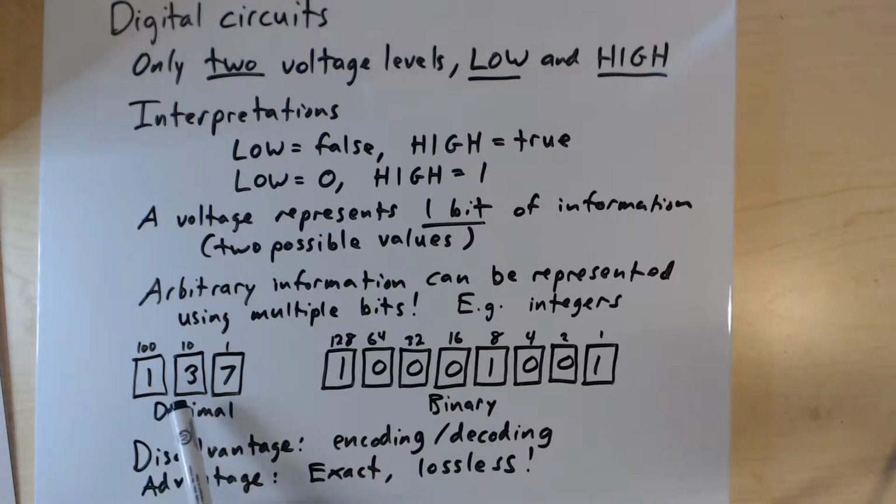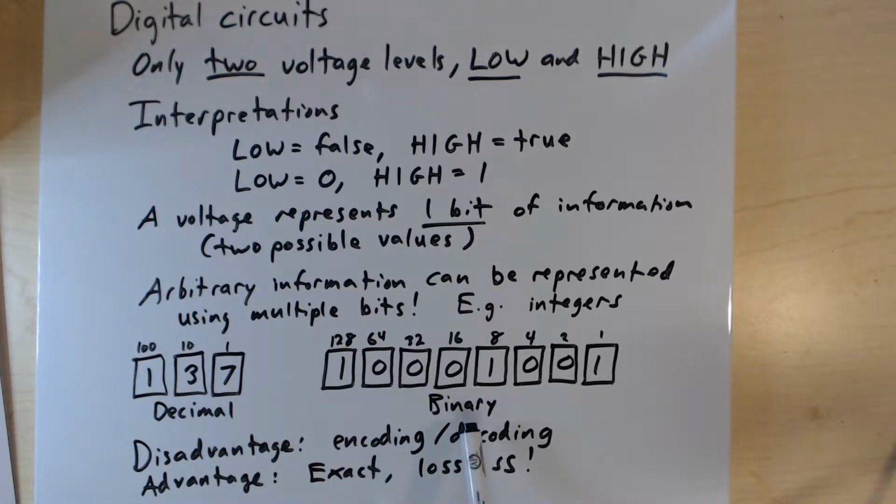And each of these digits takes on one of 10 different values. So that's our familiar decimal number system. If we want to represent the same number using digital voltages, then we need to change our digit representation so that instead of 10 different values, we have only 2 different values, because that's the two possibilities that we can distinguish in a digital circuit.